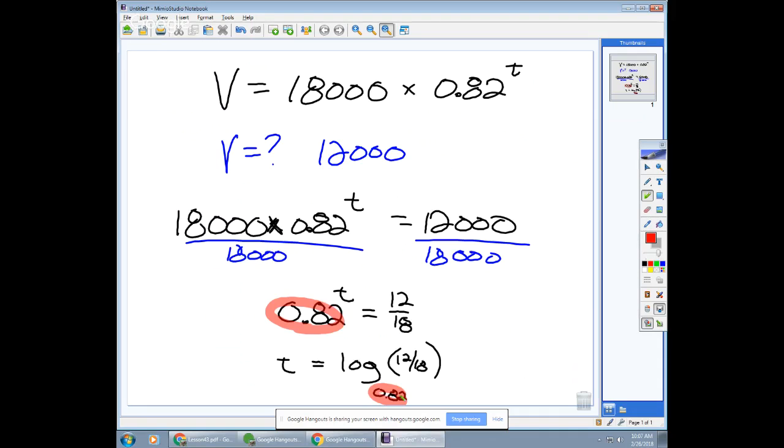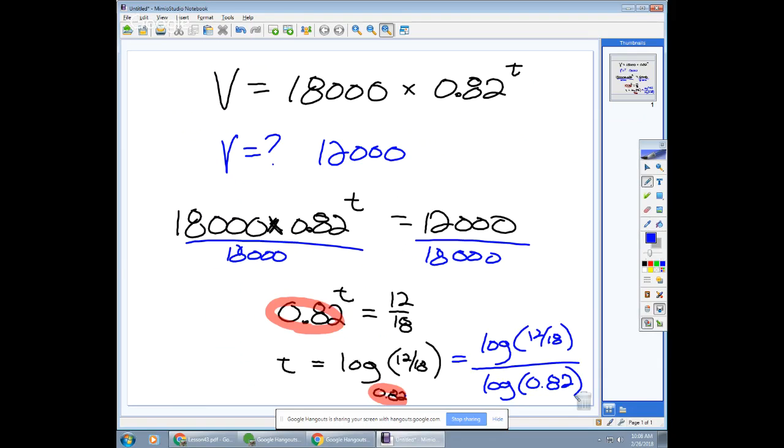Now the calculator doesn't have a 0.82 button, so we need to rewrite it with our trick. So the rewrite here is going to be log base 10 of 12/18. And how do I adjust that to deal with the base I want? Divide by what? The log of the base that I should have had. Yeah, the 0.82. All right, so that should give the answer right there.